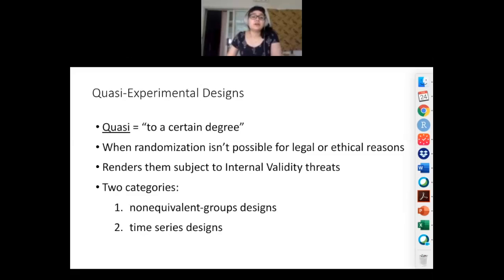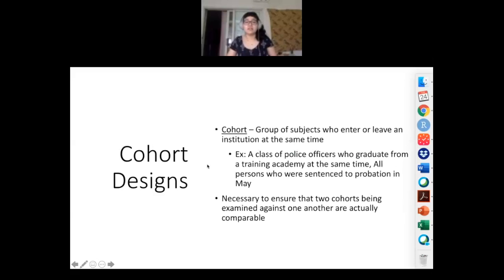So when there are non-equivalent group designs, what happens is you match them based off of different variables or whatnot to make sure that the two groups are equivalent. But yeah, these get pretty complicated.